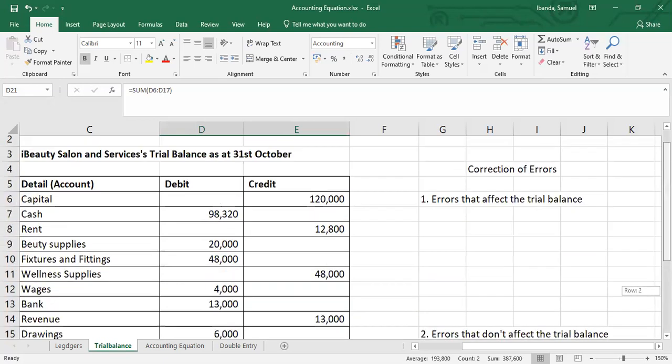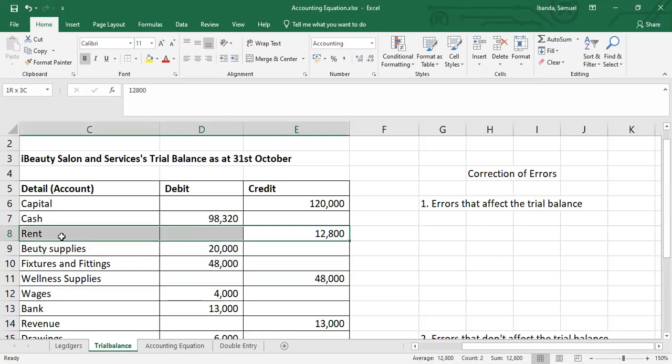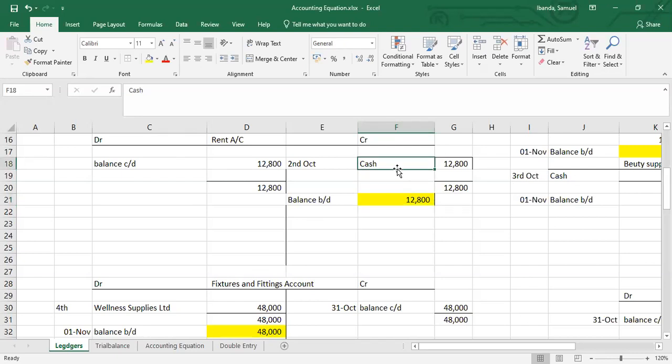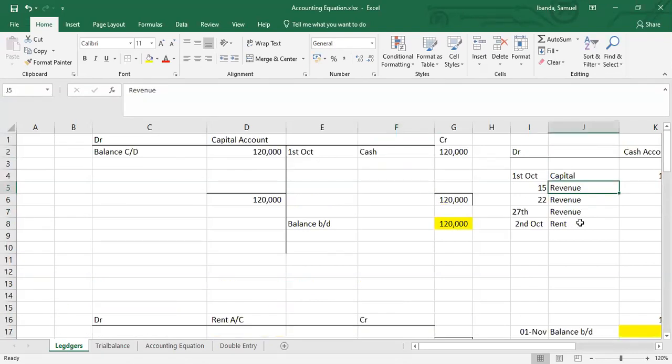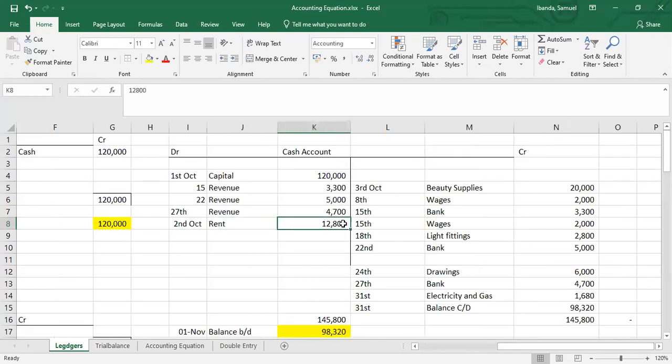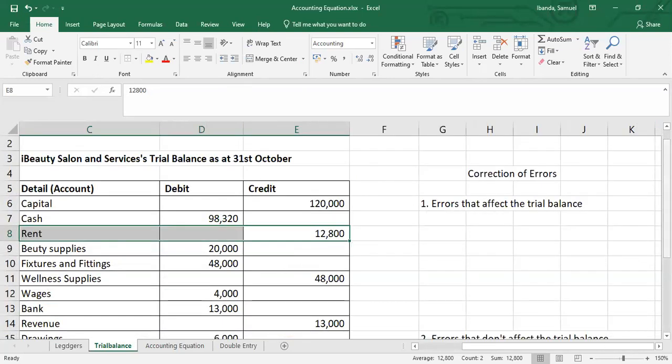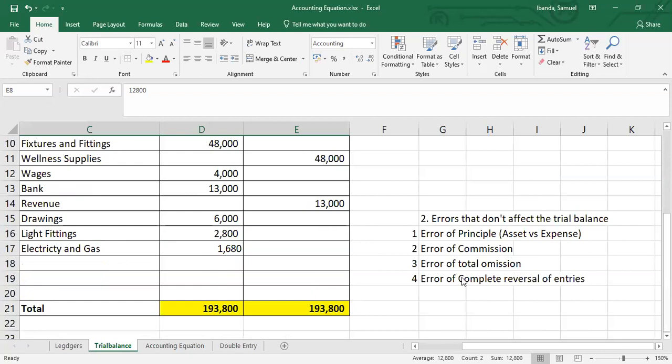But is what I've done here right? Can rent have a credit balance? No. You get it? Can this transaction be right, where I come and credit rent and debit my cash? No, because in this case I was paying, no cash was coming in. So I wouldn't say that this is the right thing to do. But this will not be detected by the trial balance. You get it? And that's why we are calling it an error of complete reversal.